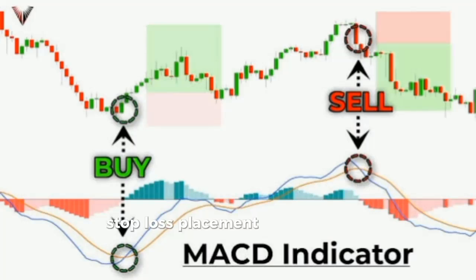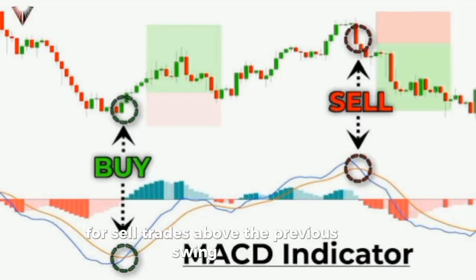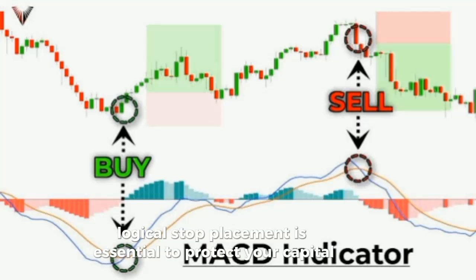Stop loss placement. For buy trades, place it below the previous swing low. For sell trades, above the previous swing high. Logical stop placement is essential to protect your capital.